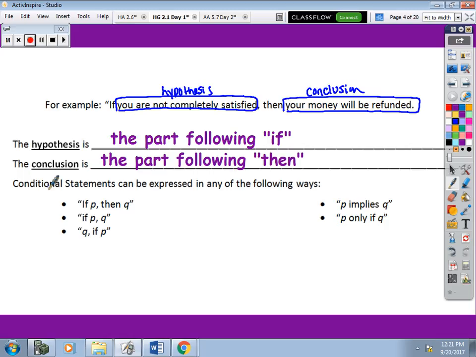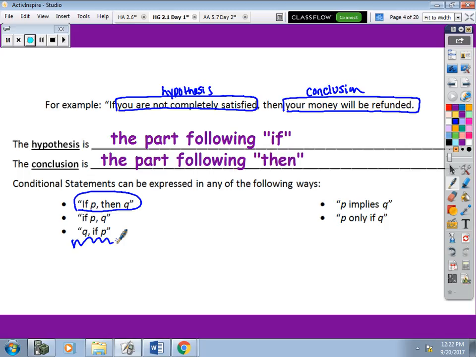Why? Conditional statements can be expressed in any of the following ways. Instead of just saying how you'll usually see it, if P then Q, you can also rearrange it to make it sound better. You can say if P, comma Q. For example, if you are not completely satisfied, comma, your money will be refunded. Same thing, right? You could also say Q if P. For example, your money will be refunded if you are not completely satisfied. This is the one you have to pay attention to, because the conclusion actually comes first, and the hypothesis comes second.